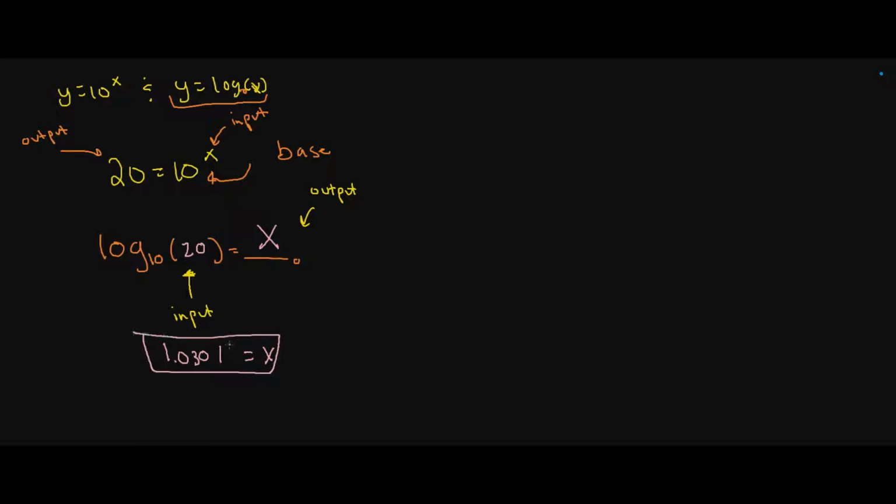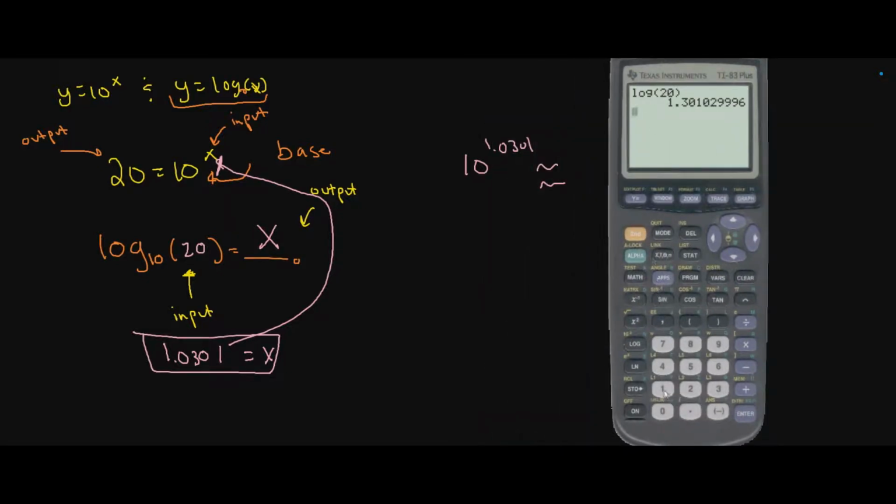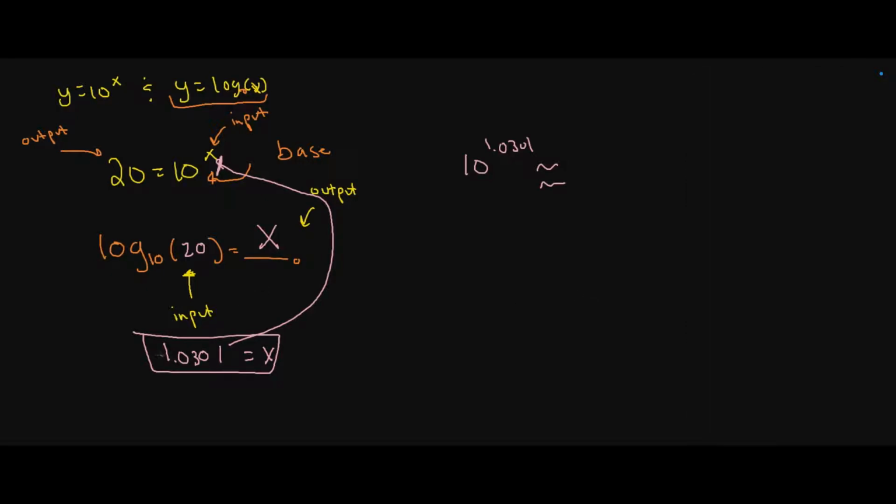That means if I plug this back into my function, I should get 20. If I do 10 raised to the 1.301, I better get approximately 20, maybe 19.99 or something like that, right? So let's do 10 raised to the 1.301. I should get approximately 20.